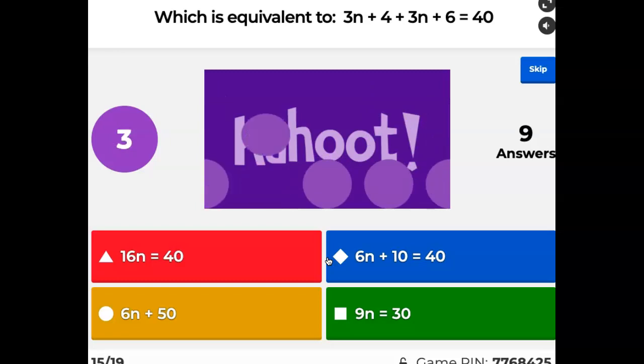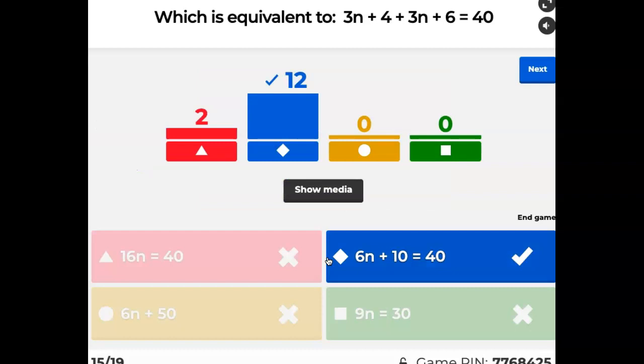Remember, only the same term. Oh wow, not everybody was able to answer this. That's why I said just ignore equals 40. So 3n and 3n gives you 6n, and then 4 plus 6 gives you 10. You cannot answer this as 16n, because 6n plus 10 are not equivalent expressions. 10 is 10 and 6n is a group of n. So remember that, only the same term.